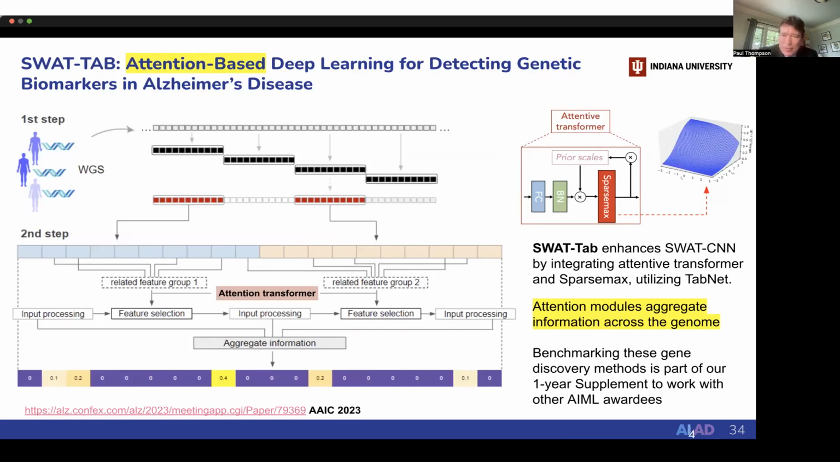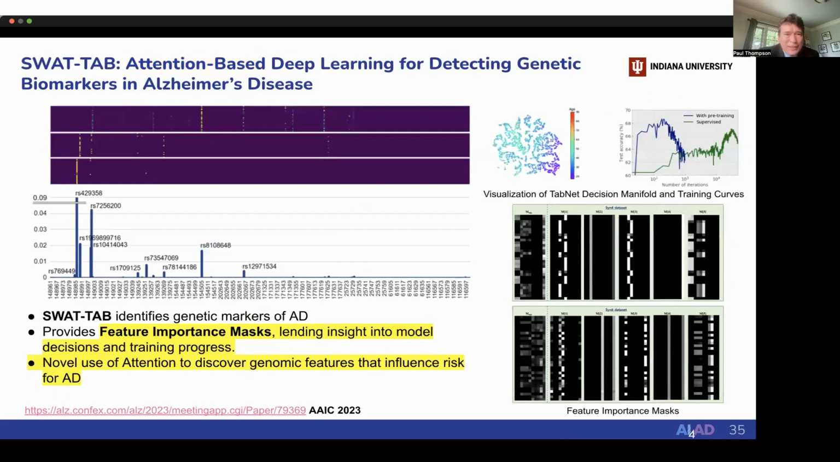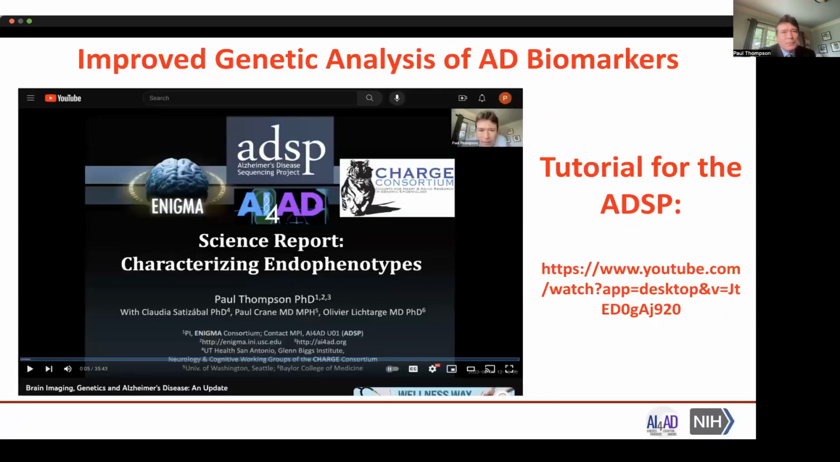So we'll be benchmarking these and other genomic discovery methods as part of our one-year supplement to work with the other AI and machine learning awardees. And one of the nice things is this provides interpretable maps of the genome in terms of which features it's been seeing and aggregating to make a decision.